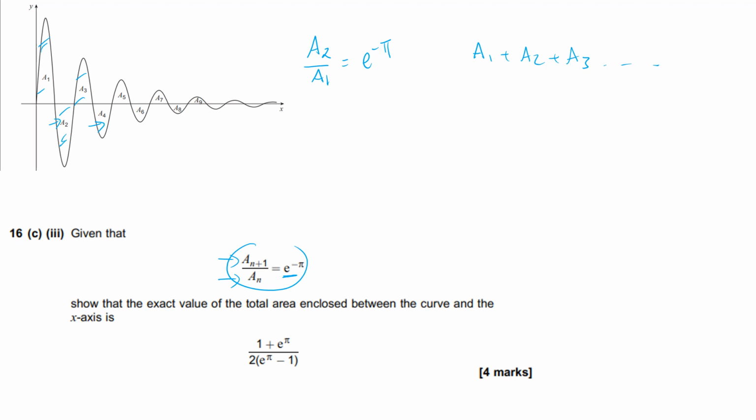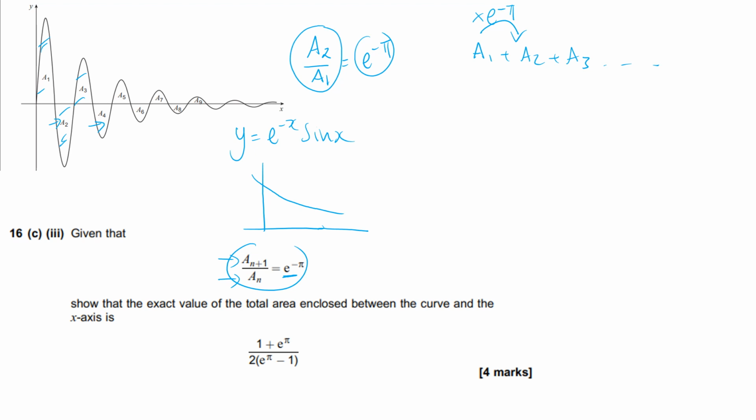Now when we have done that division here, we can see how we get between the terms. It's just going to be this constant, times by e to the minus pi. So this is telling us we've got a geometric progression, and also because the graph is e to the minus x sine x, because that e to the minus x is involved, it's never going to reach the x-axis, so it's just going to keep getting smaller and smaller, and it's telling us we need to do a sum to infinity. So what's the formula for that? It's a over 1 minus r.